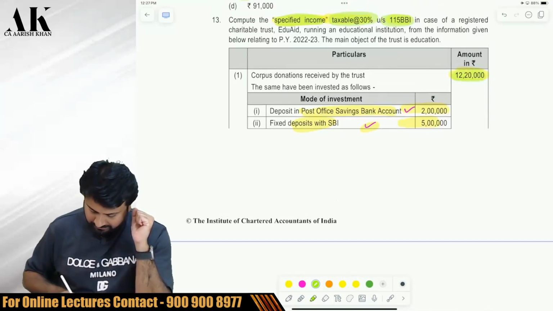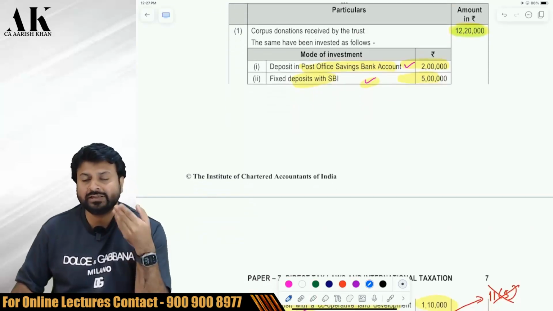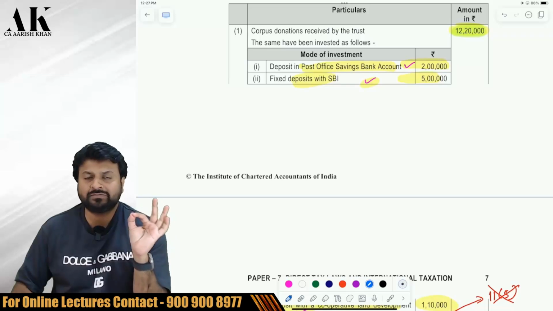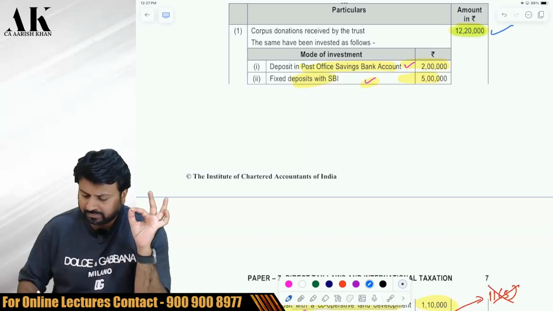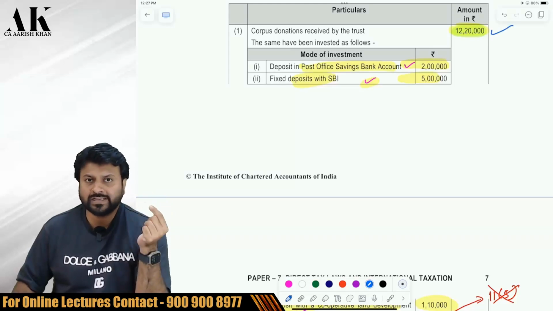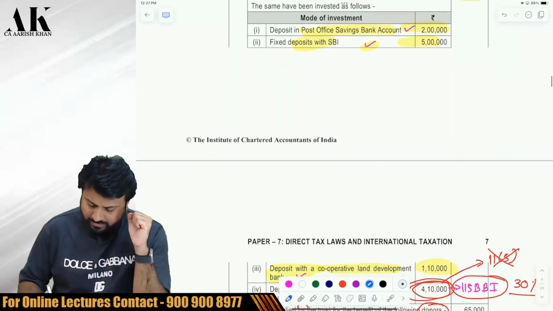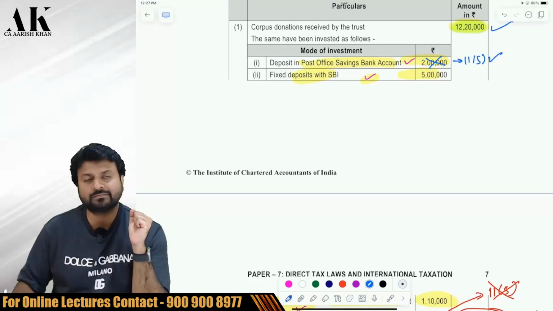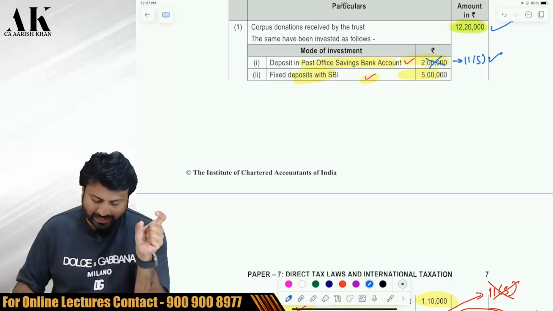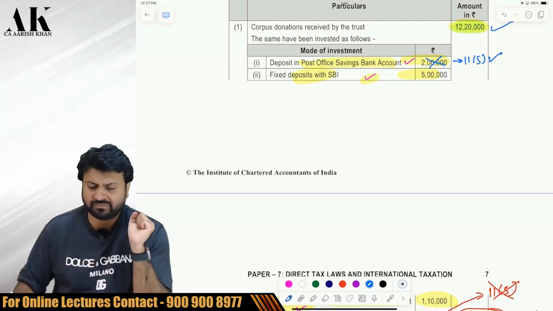Now, listen carefully. If a trust receives a corpus donation, then it has to invest that corpus donation in the mode specified in 11(5), and if it invests in the mode specified in 11(5), corpus donation will be exempt. So let's see how much they have invested and how much they have not. Out of this 12,20,000, 2 lakh they have invested in post office saving bank account. Is it mentioned in 11(5)? The answer is yes. So this will not be taxable. So out of 12,20,000, 2 lakh is invested in the deposit in post office saving bank account, so that is exempt. That is covered in 11(5).